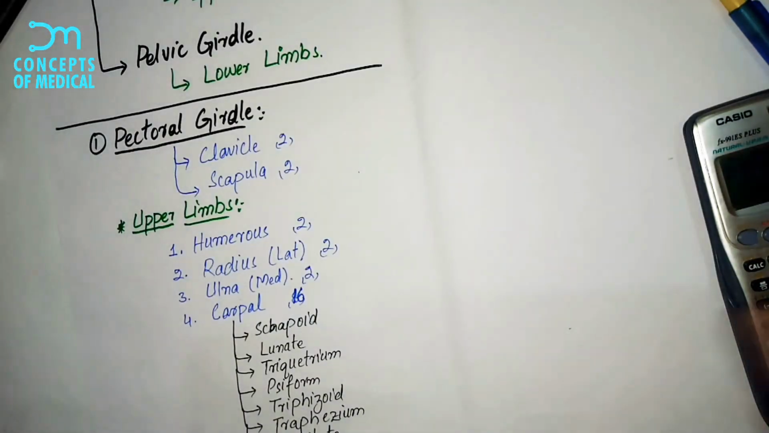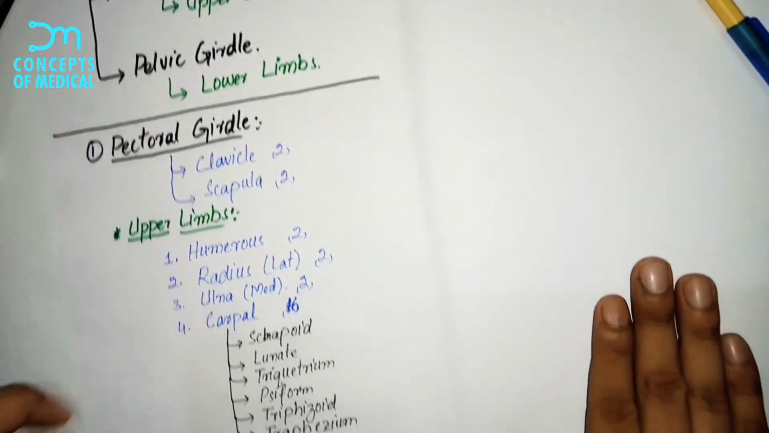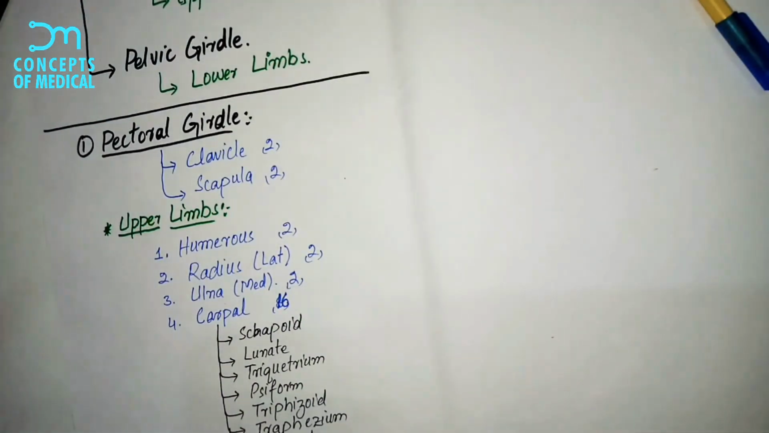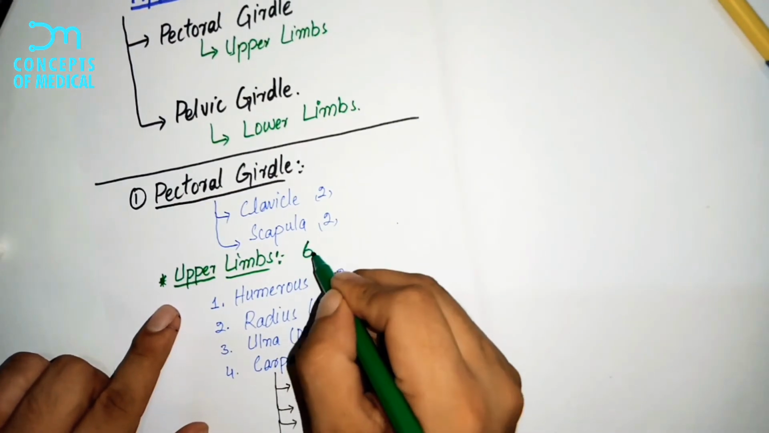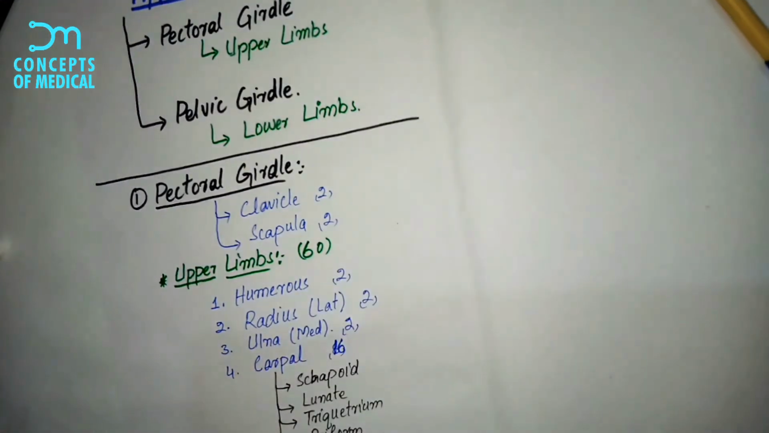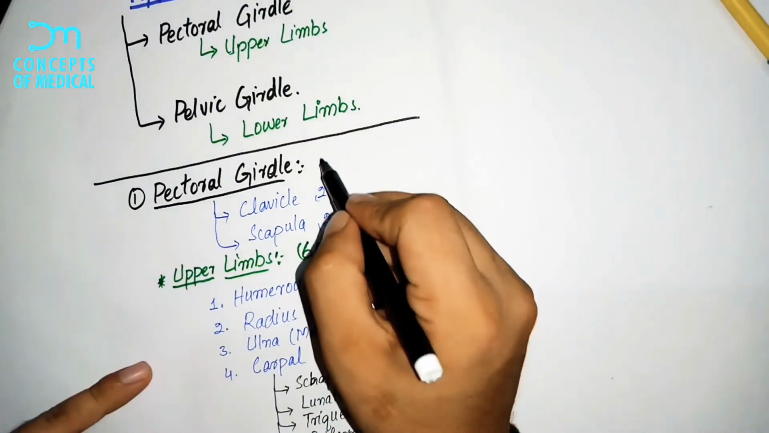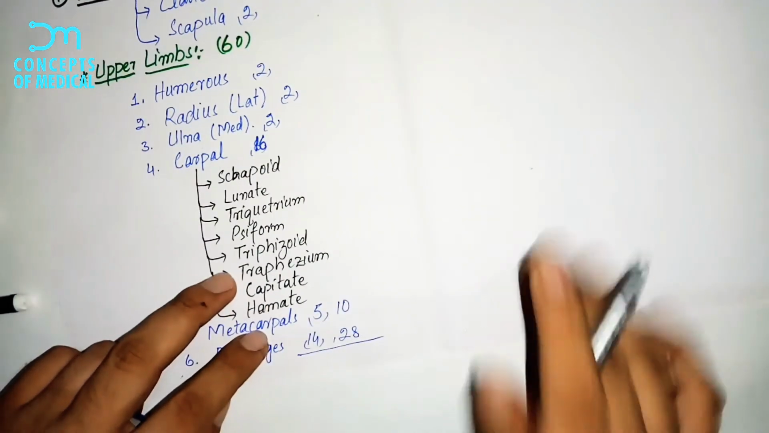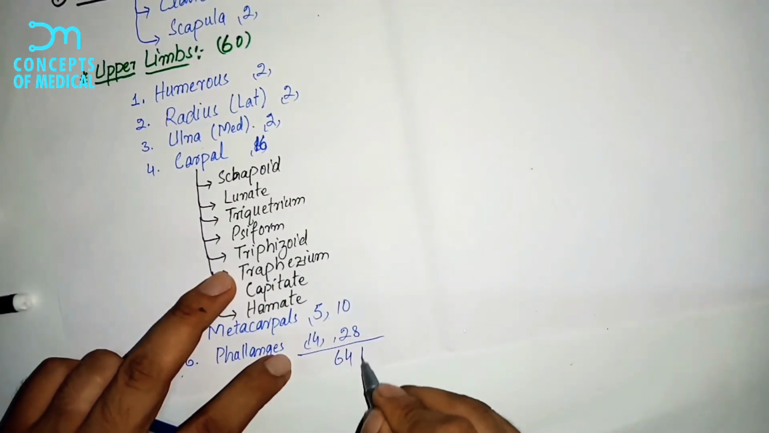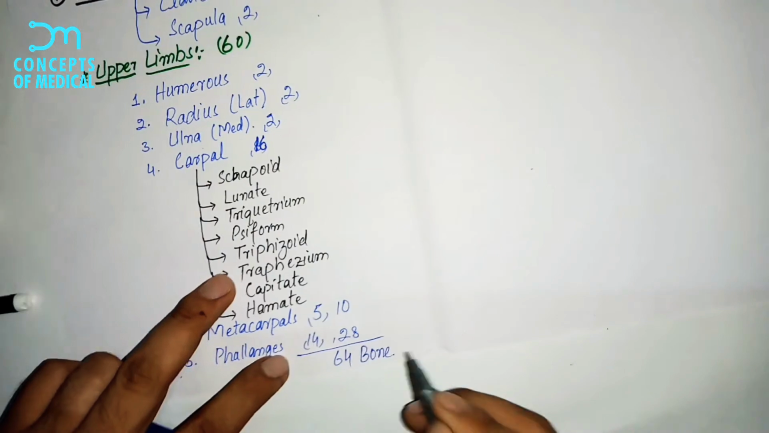So in the pectoral girdle and upper limbs, we have 60 bones in the upper limbs. In the pectoral girdle we have 4 bones. So collectively in the pectoral girdle and upper limbs we have 64 bones.